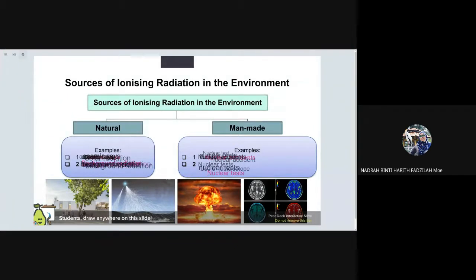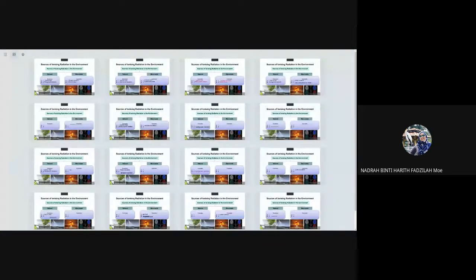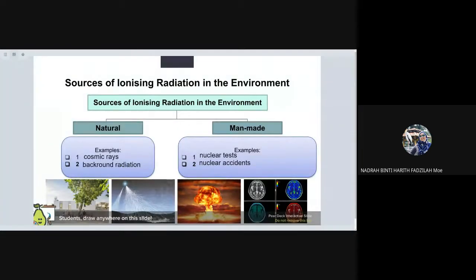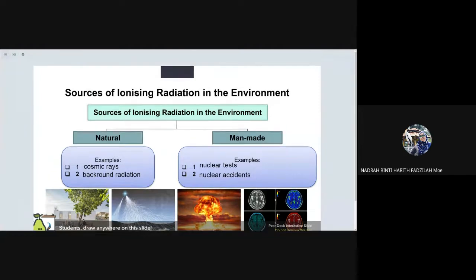Alright, I can see here some of the sample answers. The two examples for natural sources of ionizing radiation are cosmic rays and background radiation. Very good, thank you Melissa.